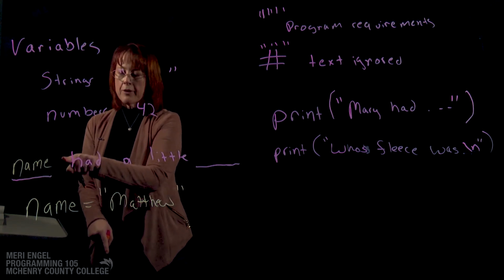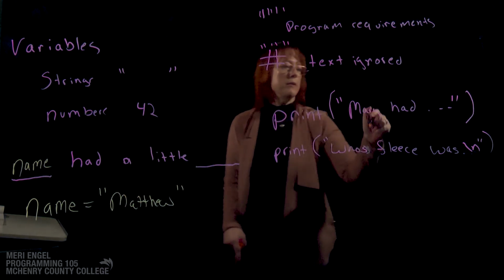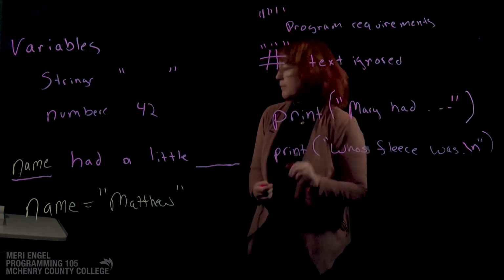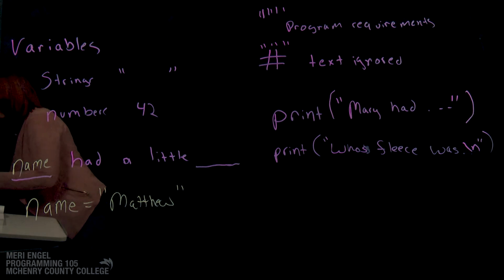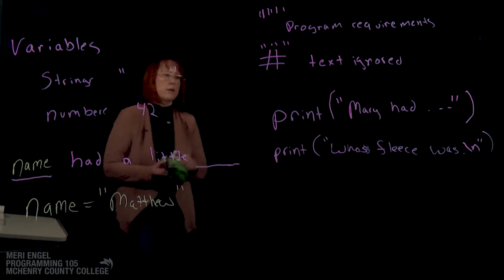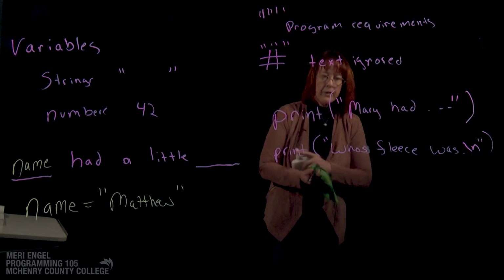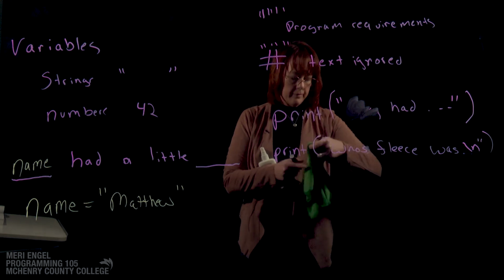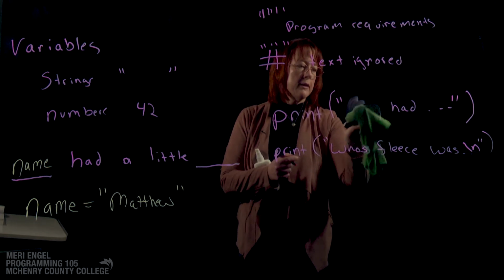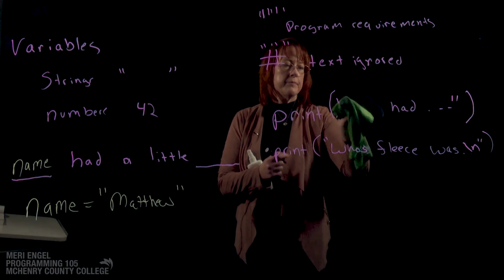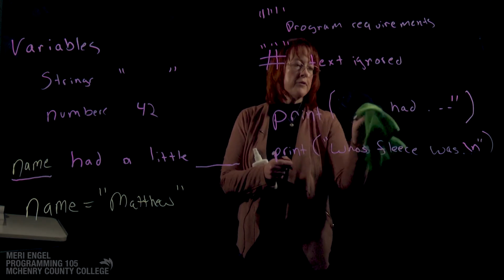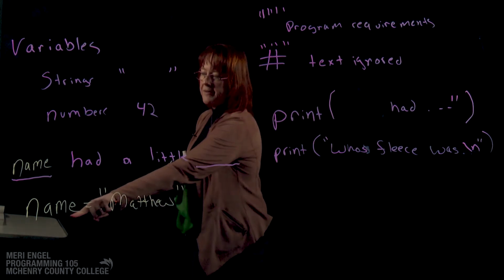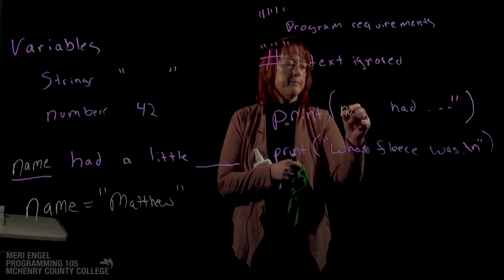But you have to be careful. When we're doing our print statement, to use the variable, we have to change it like this. Instead of saying Mary, we're going to have to put in the variable, and we do it by using the variable name. So here we would not put in Matthew, that's assigned to the variable, we would put in name.